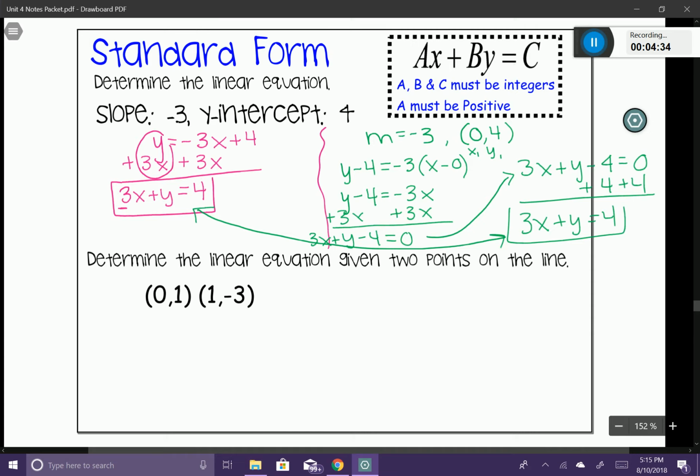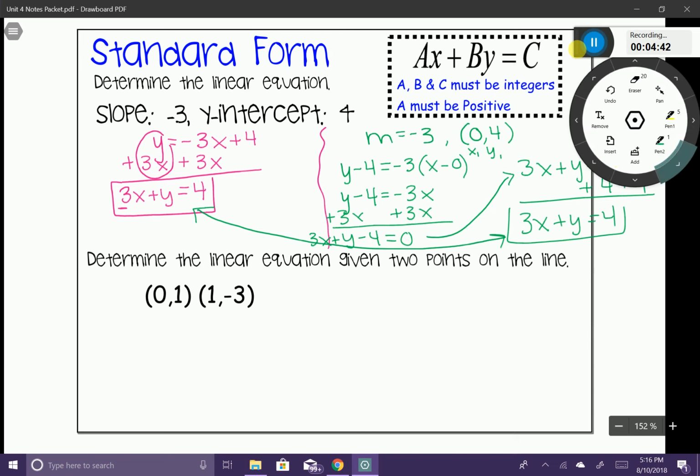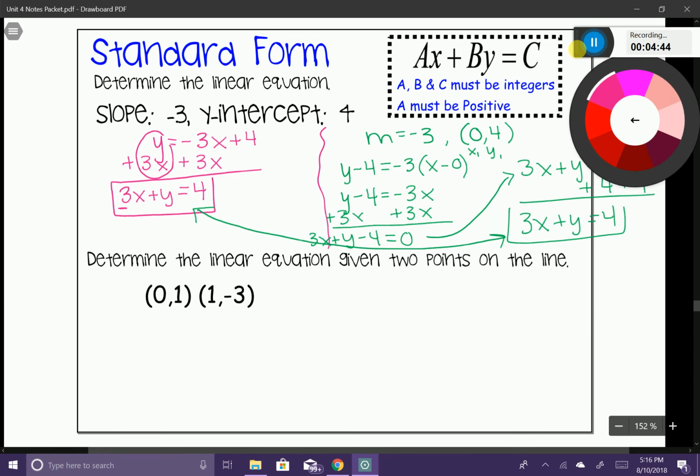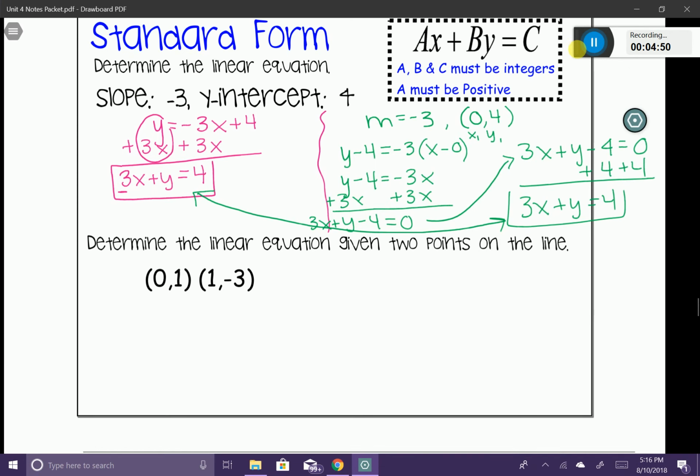Obviously, you can see that going through slope-intercept form is a lot less labor-intensive, but if you prefer using point-slope form, it's perfectly fine to do that. Okay, let me show you another one now. Determine the linear equation given 2 points on the line. I'm going to show you the avenue of slope-intercept form and then point-slope. So slope-intercept form first.